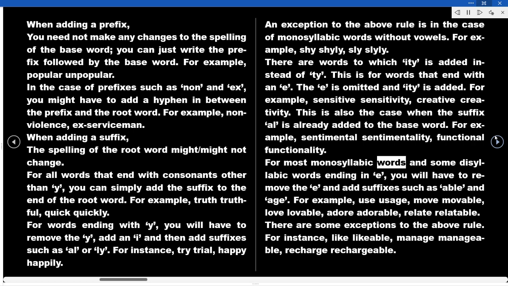For most monosyllabic words and some disyllabic words ending in e, you will have to remove the e and add suffixes such as able and age. For example, use, usage; move, movable; love, lovable; adore, adorable; relate, relatable. There are some exceptions to the above rule. For instance, like, likable; manage, manageable; recharge, rechargeable.